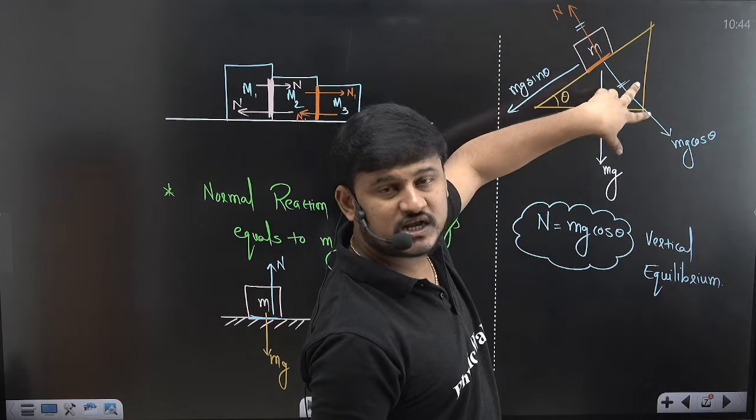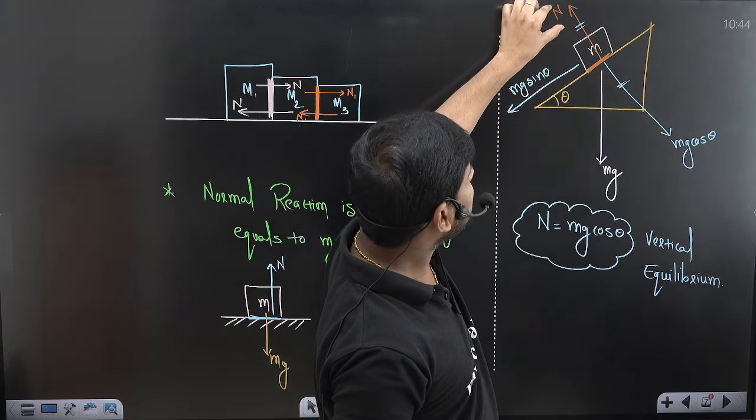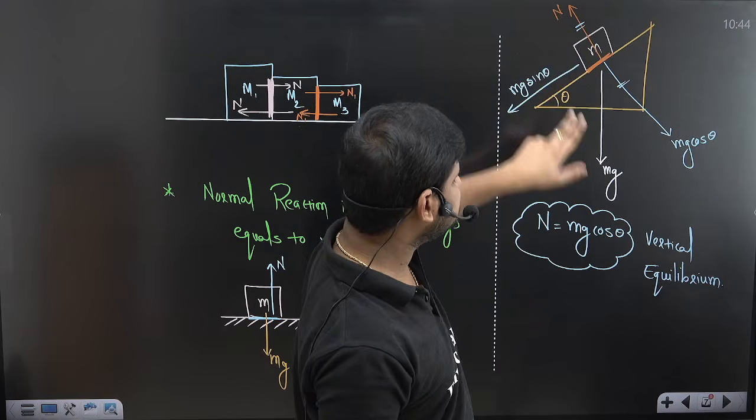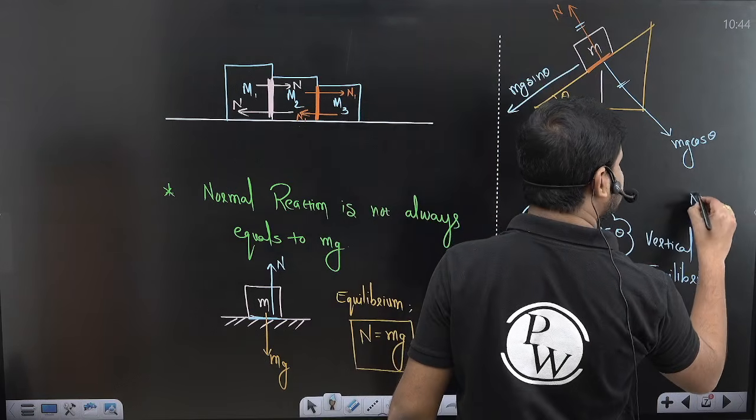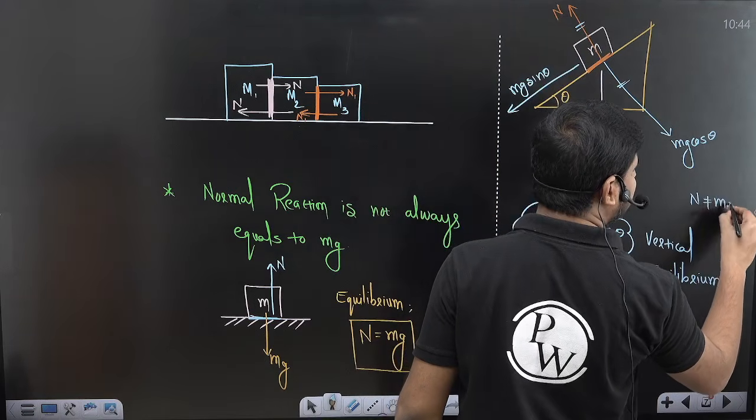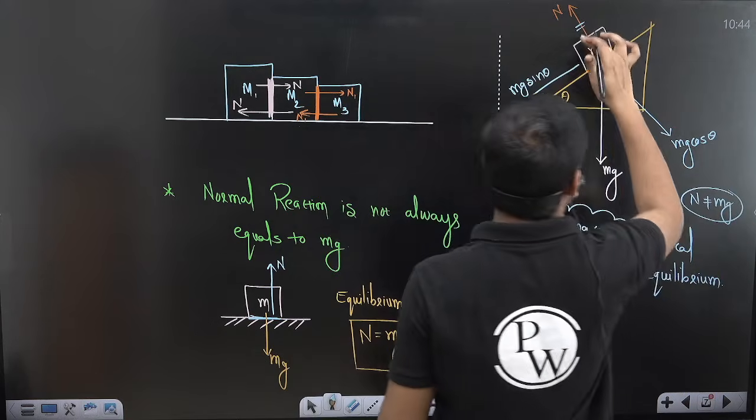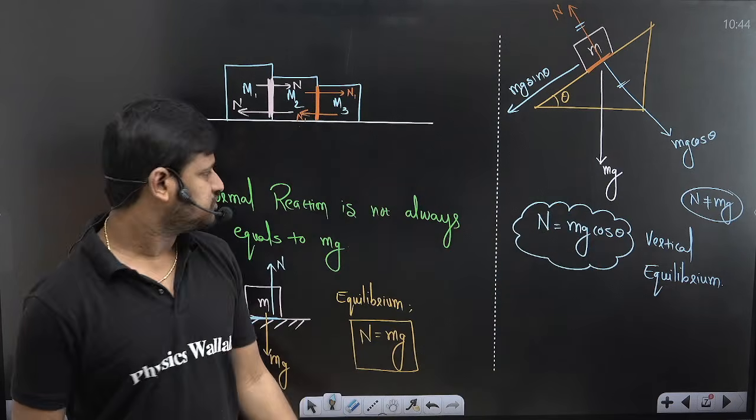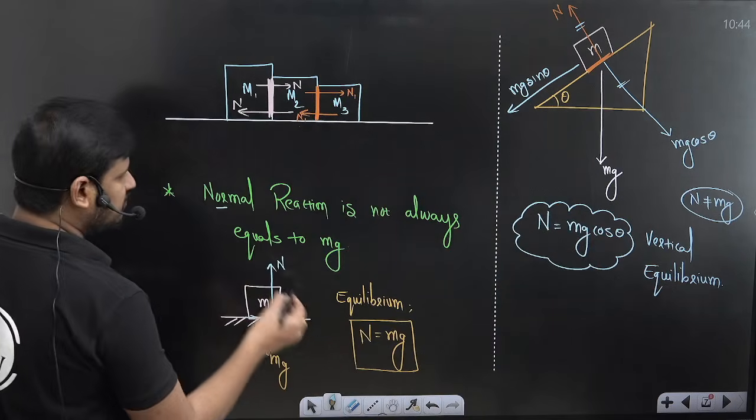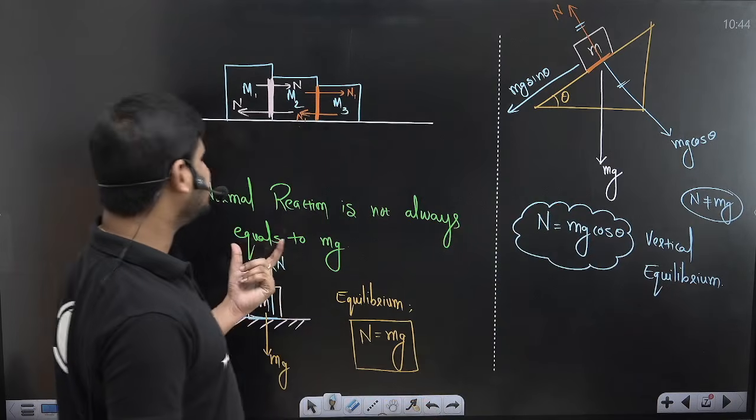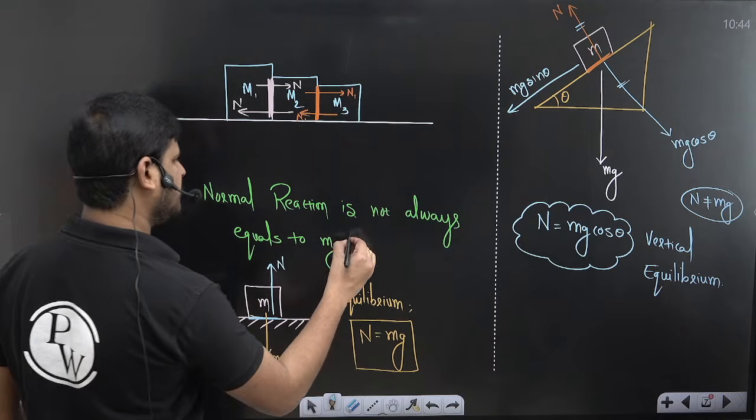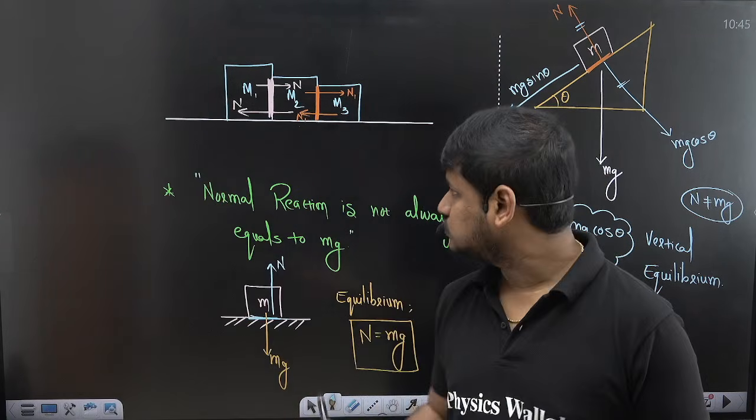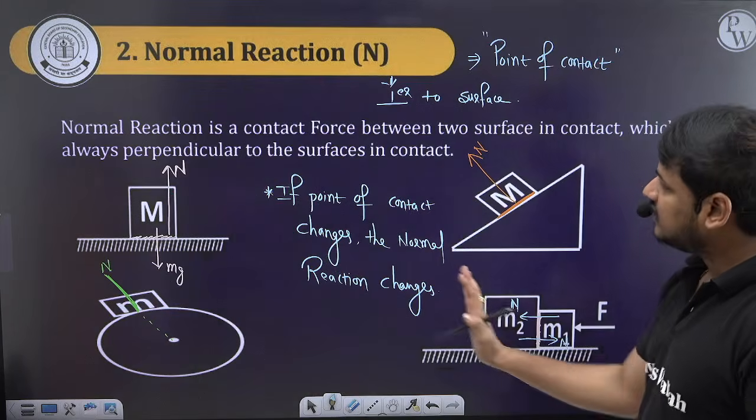So if the body is in vertical equilibrium, then the normal should be balanced by mg cos theta. Yes or no? In this particular case, the normal is not equal to mg. Normal is equal to mg cos theta. So that's what this statement means: the normal reaction is not always equal to mg. Okay, understood this point? Clear? Chal, so let's move further. This is about the normal reaction.